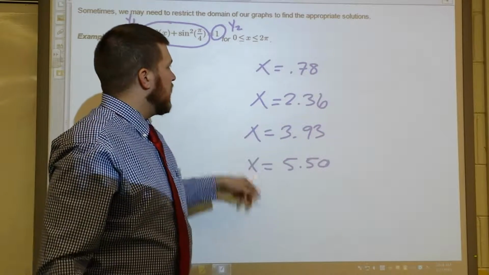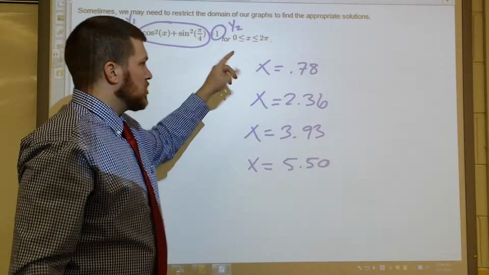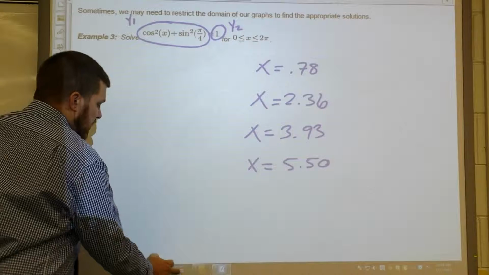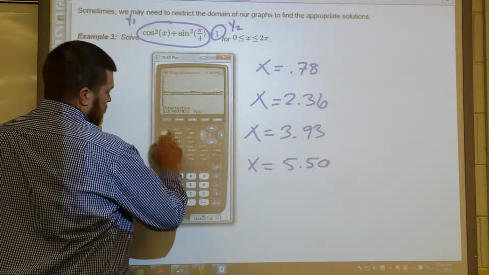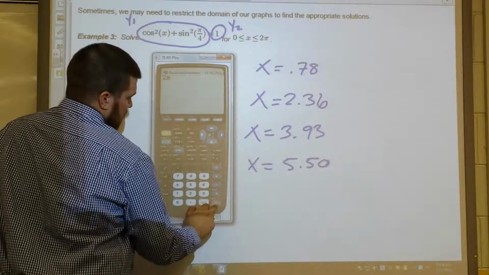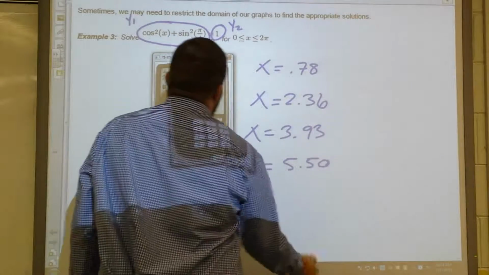Obviously, all of these x values are bigger than 0, so that part's good. But I want to check out 2 pi. So in my calculator, I want to figure out what decimal 2 pi is. So I'm going to go to my main screen and just type in 2 pi. So that's 6.28.